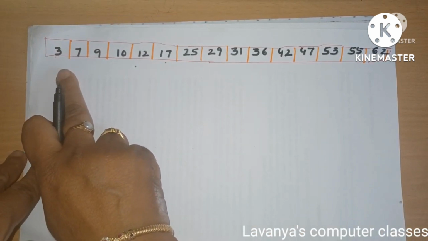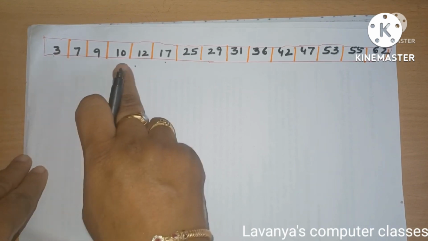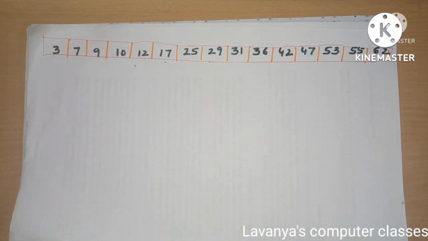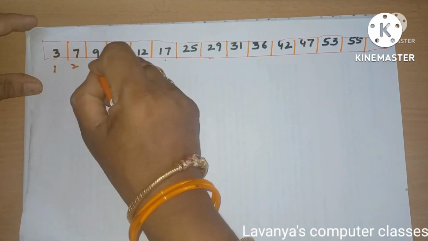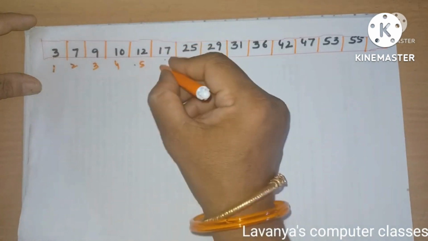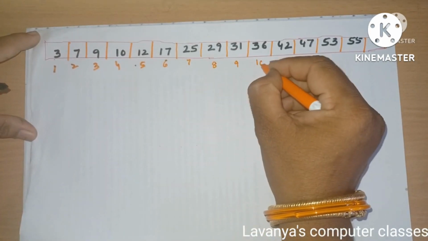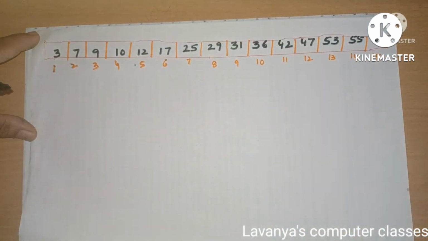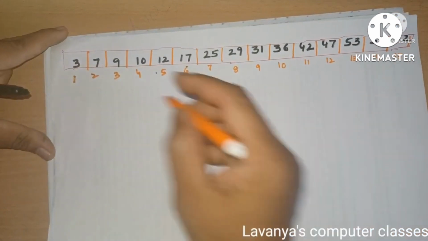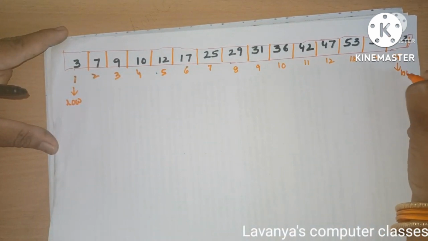And once again I will tell you, in binary search all elements should be in order. So here I will take the elements 3, 7, 9, 10, 12, all in ascending order, and then 25, 29 like this. First you take the array form and find the positions also. This is 1, 2, 3, 4, 5, 6, 7, 8, 9, 10, 11, 12, 13, 14, 15. So these are my 15 elements. The first element is known as low, and the last element is called high.